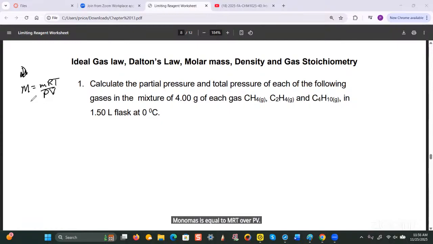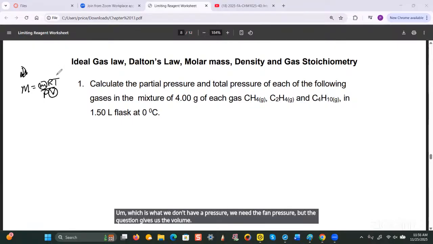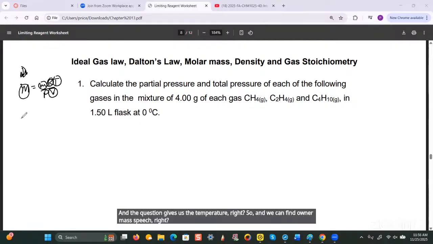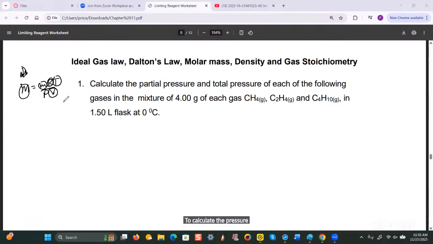Now, the reason why I would use this equation is that, based on the information provided, I have the mass here, 4 grams of each gas. I don't have the pressure, we need to find pressure, but the question gives us the volume, and the question gives us the temperature, right? And we know what R is. And we can find the molar mass for each gas, right? So we have everything we need to calculate the pressure of each gas. So what I would do is rearrange this equation to get P is equal to mRT over uppercase M V, right?